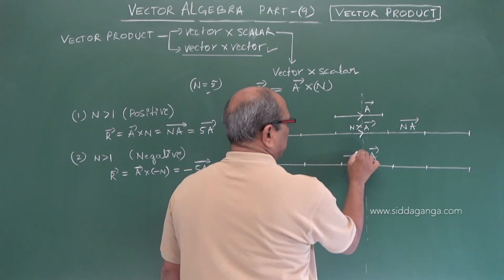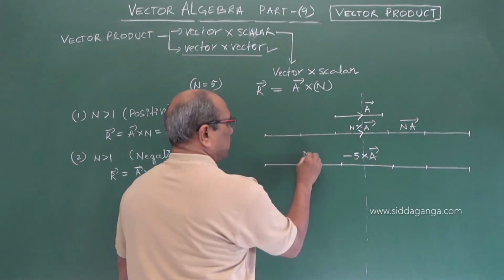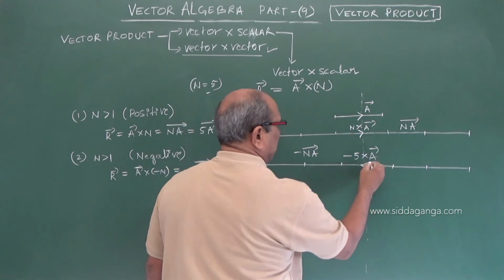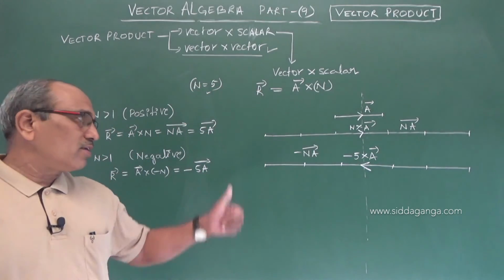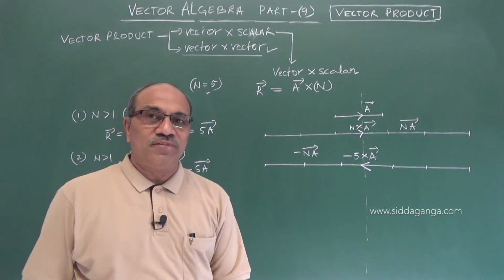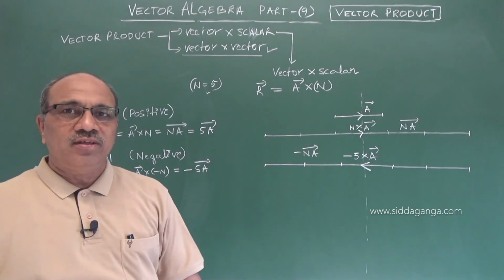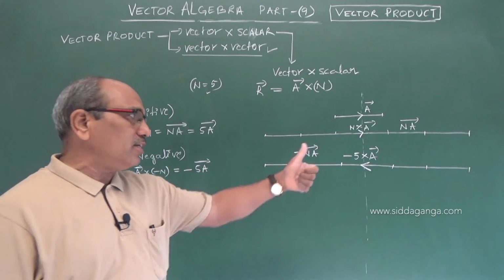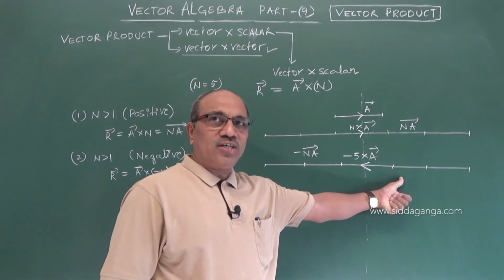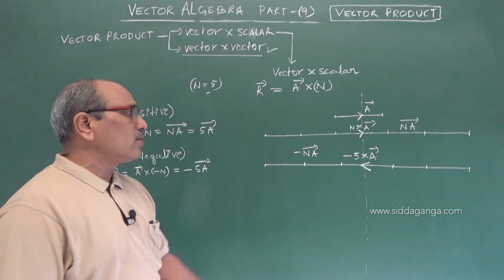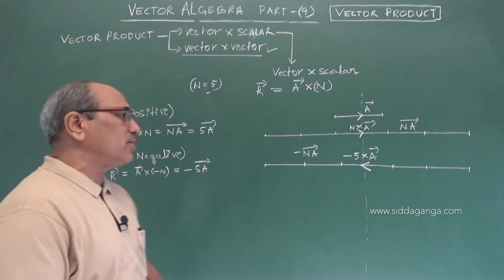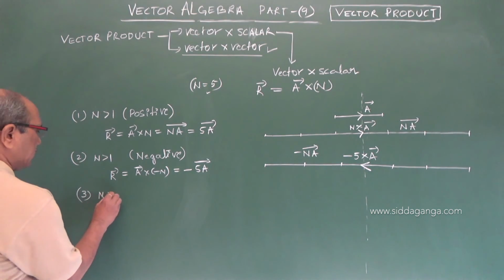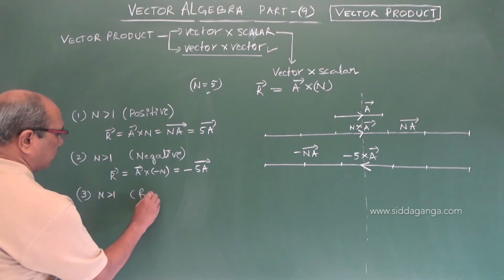But what we did, multiplied by minus 5. Thereby we got a vector nA, which is also in the opposite direction. See the role of the scalar in multiplying with a vector. It has a significant role, it can change the direction, it can change the magnitude. We are seeing both are changed in this case. It changes the magnitude and changes the direction. Let us take another example, the third one. n is greater than 1 but a fraction.